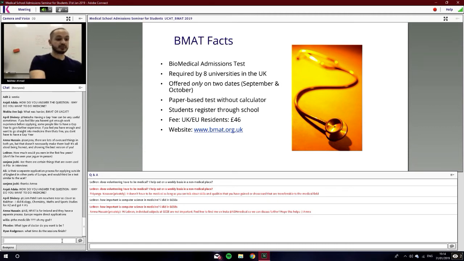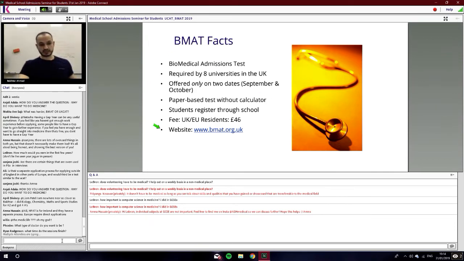So it's a biomedical admissions test required by 8 universities, and there's 2 dates only. It's a paper exam that you will sit either at your school or at an external institute. You do have to sign up for it. It is £46, and you would go to that website link there to sign up for that.